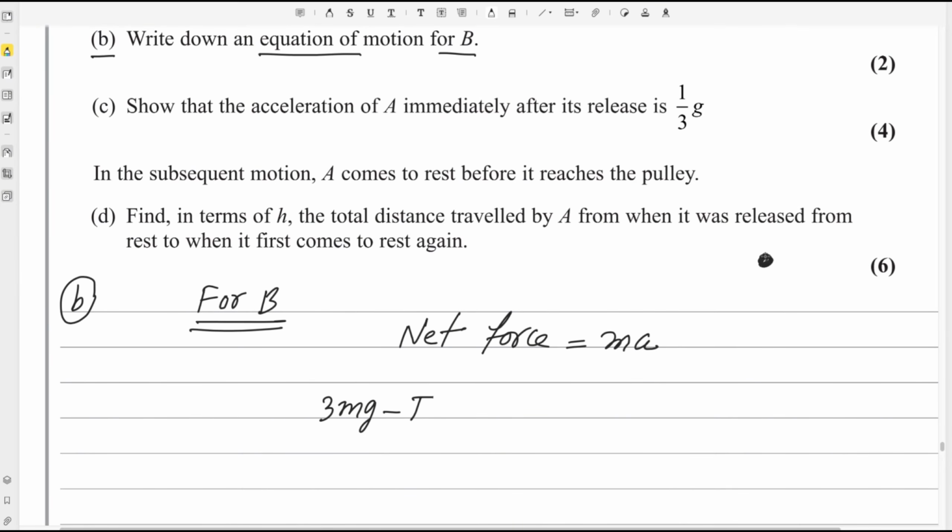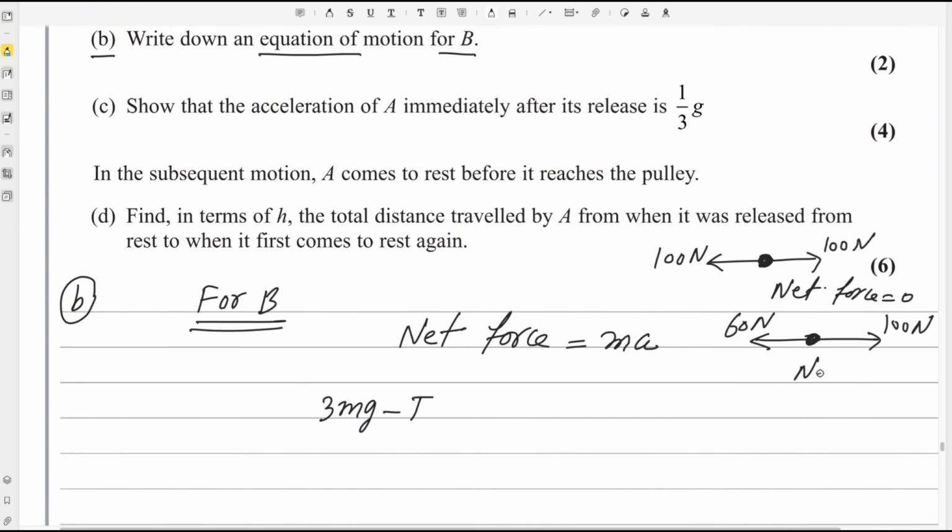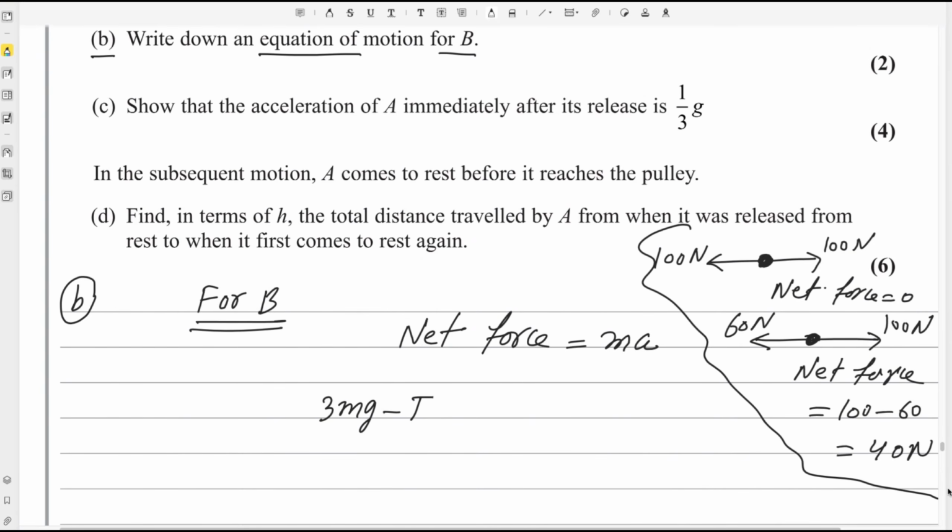Let me tell you how to find the net force. If you are applying a 100 Newton force on the right side, and you are applying 100 Newton on the left side, the object is not moving. So the net force in this case is 0. And in the same way, if you are applying 100 Newton on one side and on the other side you are applying 60 Newton, how could you get the net force? The smaller force is subtracted from the greater force. This is the rule of finding the net force. So that is 100 minus 60, so it is 40 Newton. This is the way of finding the net force. You should know this one. It is very simple.